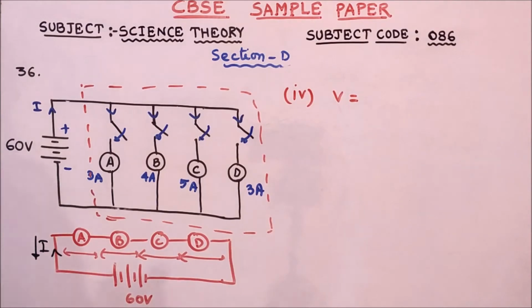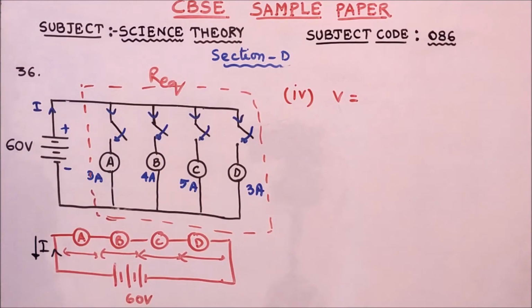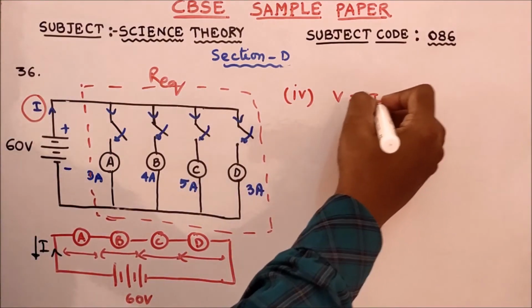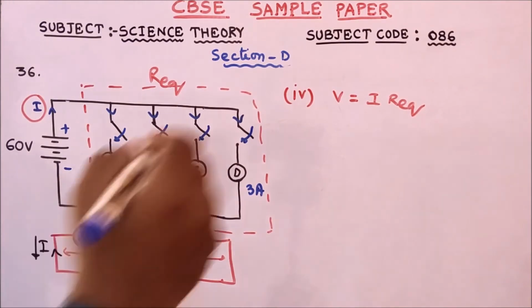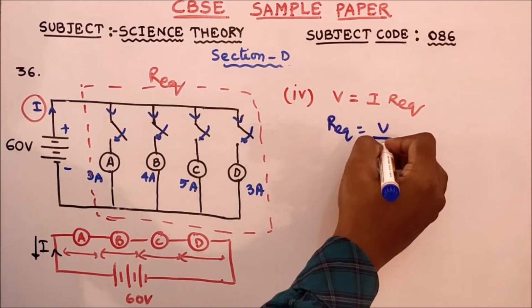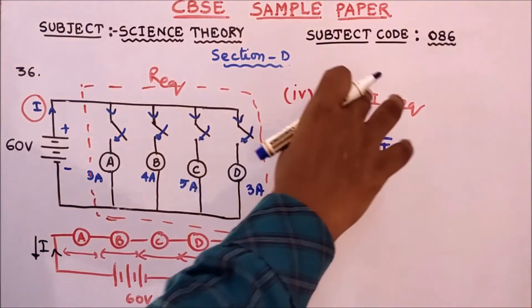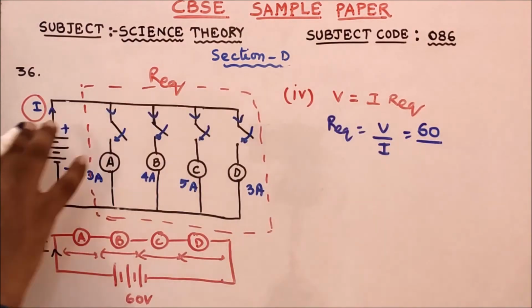Let that equivalent resistance be R equivalent, REQ. And because of that, some current is flowing, right? Coming out of the battery, that is I. So V is equal to I into R equivalent. So this is what we are going to use. Now we want R equivalent. So from the equation we can say V by I. V is the total battery voltage, and I is the total current.